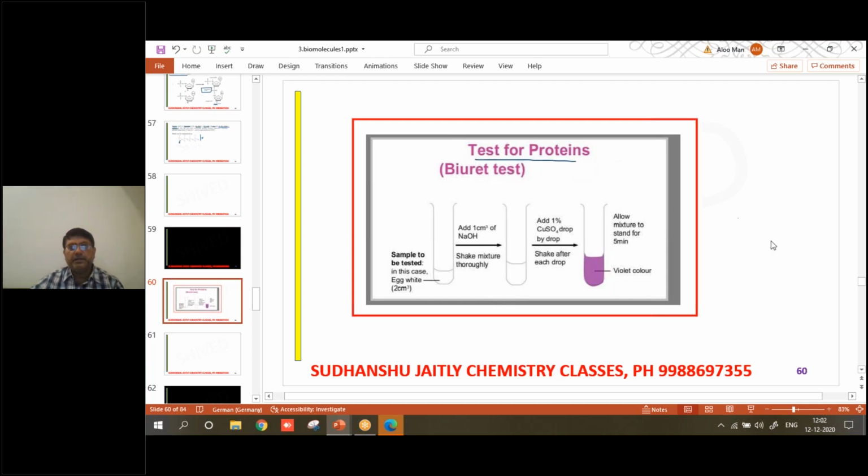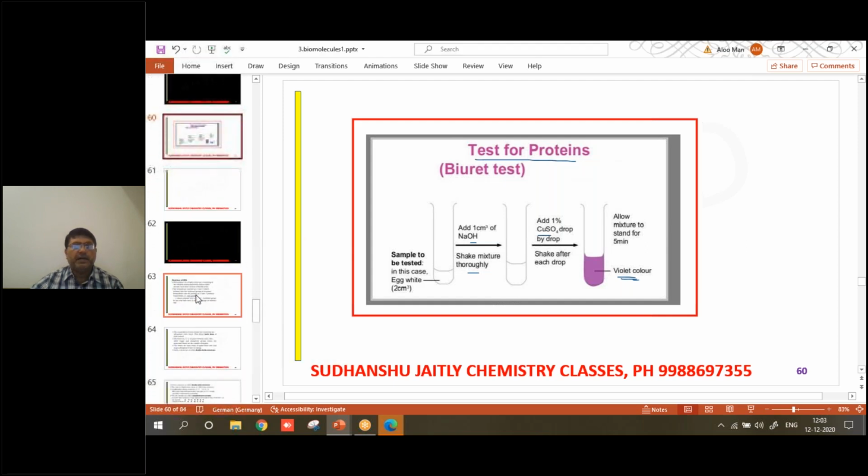Test for protein, not for your CBSE, but you should see to that. Sample to be tested, for example, let it be egg white. Add a little bit of NaOH, shake thoroughly. Add 1% copper sulfate by drop. If you are going to have violet color, that is going to indicate the presence of what, my dear friends? The presence of proteins or amino acids.